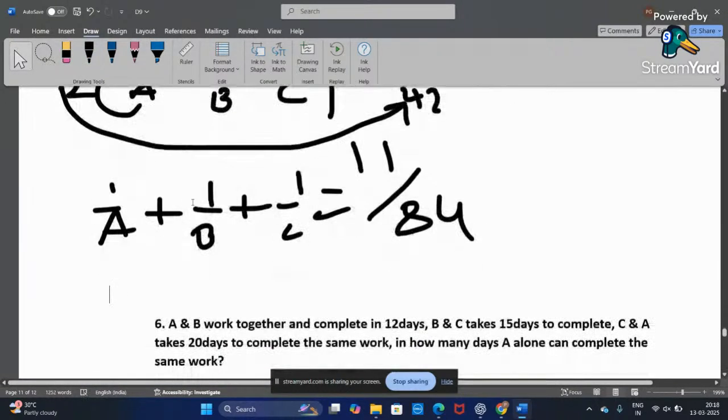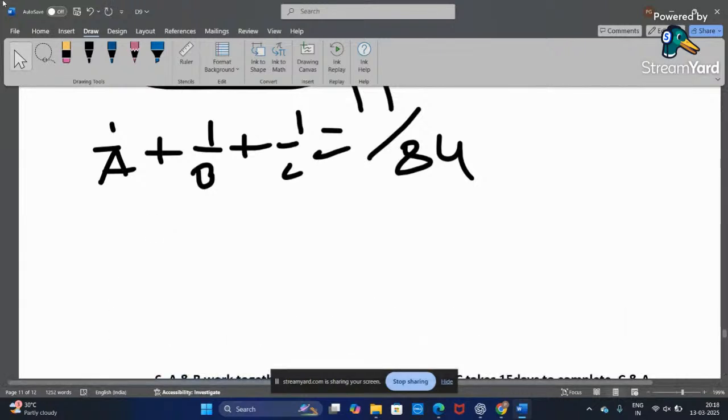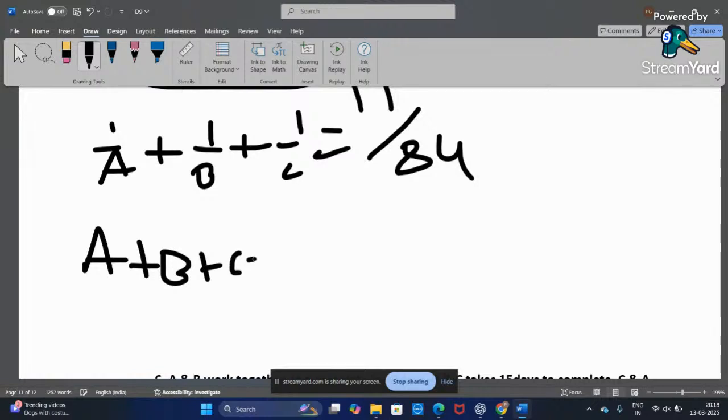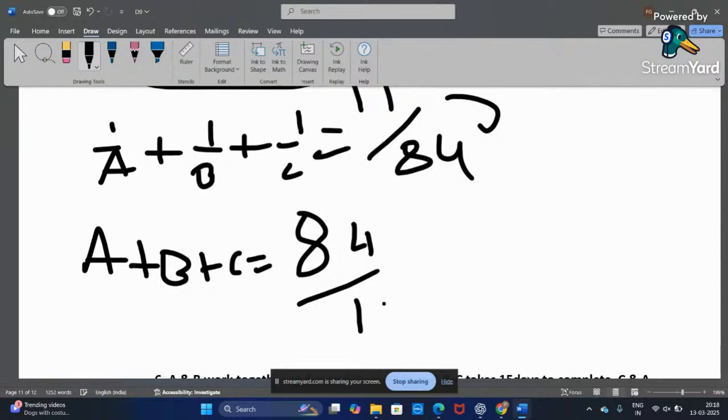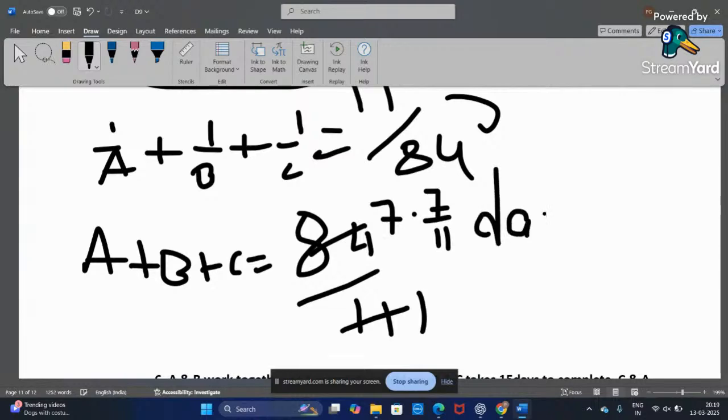We need the answer in the form of A plus B plus C. If you want the form A plus B plus C, we just need to reverse this. So it is 84 by 11. 11 sevens are 77. 7 is the remainder. We cannot divide 7 by 11, so write 7 as it is and divide by 11. So if A, B, C work together, they take 7 and 7 by 11 days to complete the work.